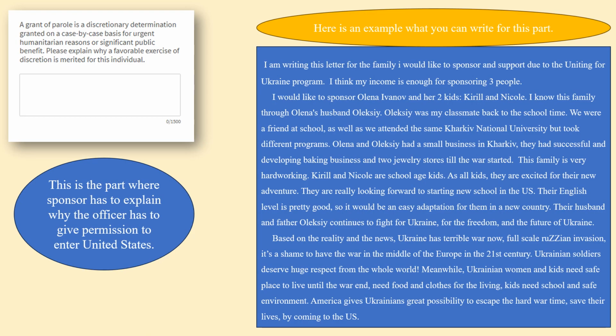Okay, this is the part where the sponsor has to explain why the officer should give permission to enter the United States. And over here you have to write a 1,500 symbols text. Here I put an example of the text. You basically have to write the story for the beneficiary, why the beneficiary needs to enter the United States.